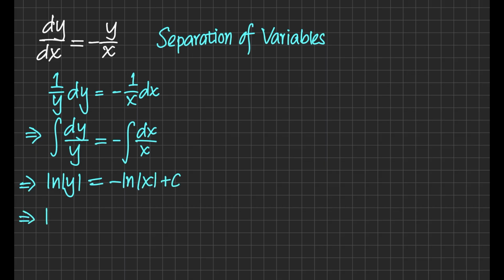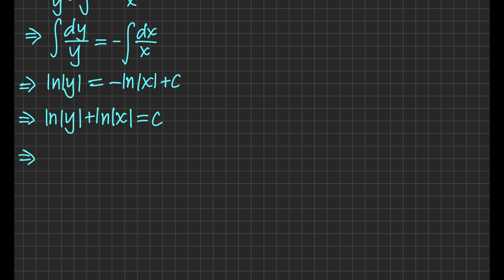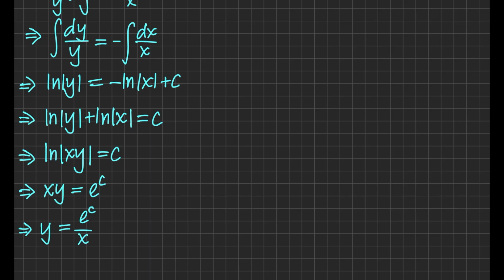Then we have ln y plus ln x is equal to c. So ln of xy is equal to c. If we take out the logarithm, we have xy is equal to e to the power c. And finally we have y is equal to e to the power c over x. You can consider e to the power c as some constant a for the ease of the answer. So we have an equation which is y is equal to a over x.